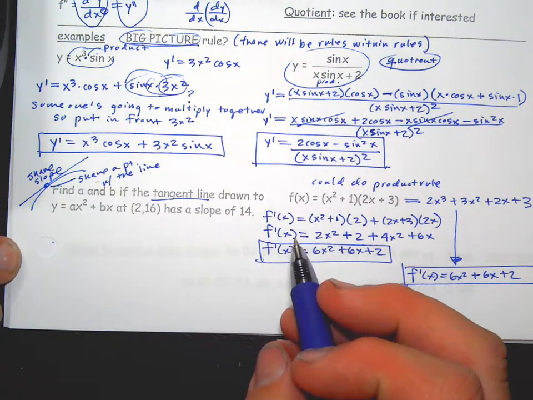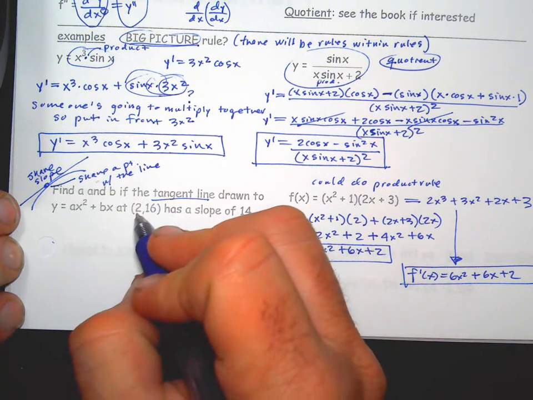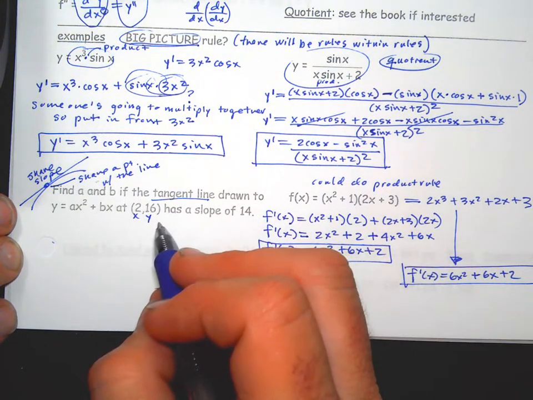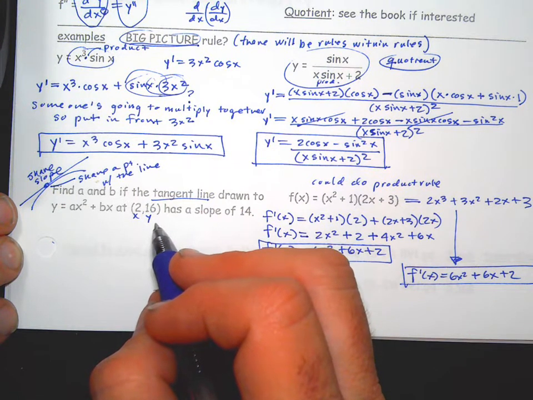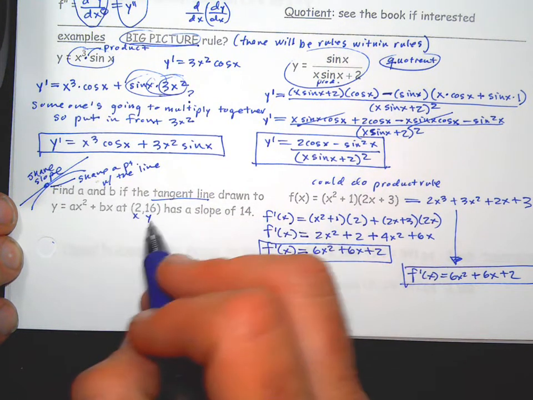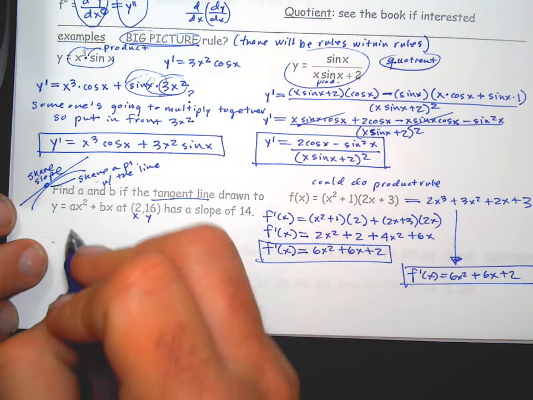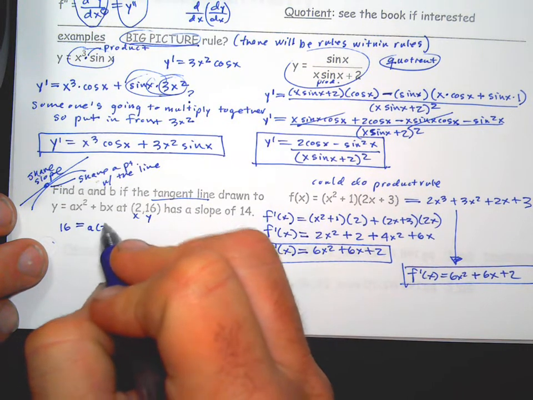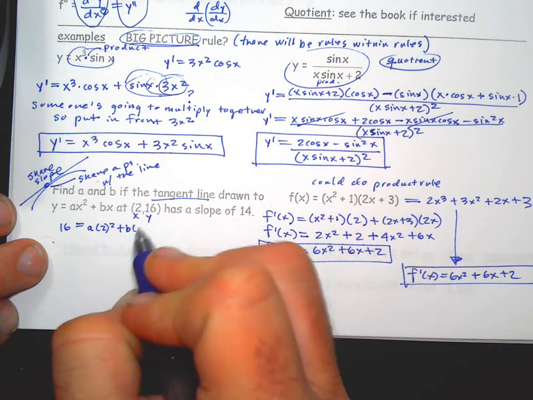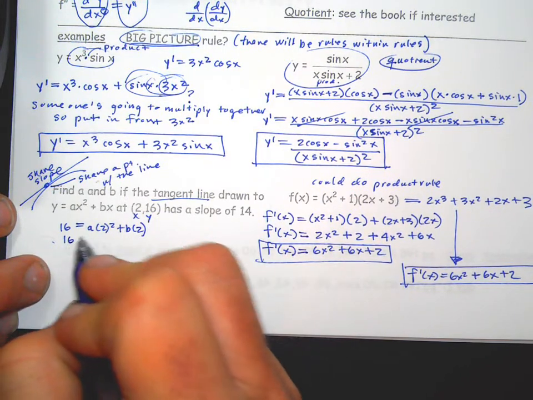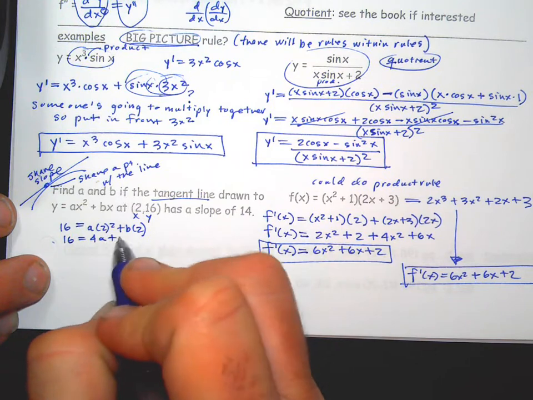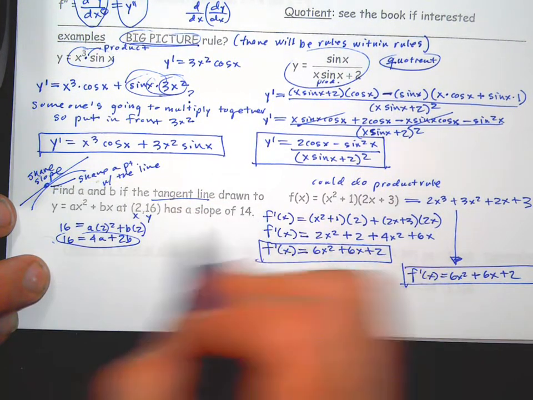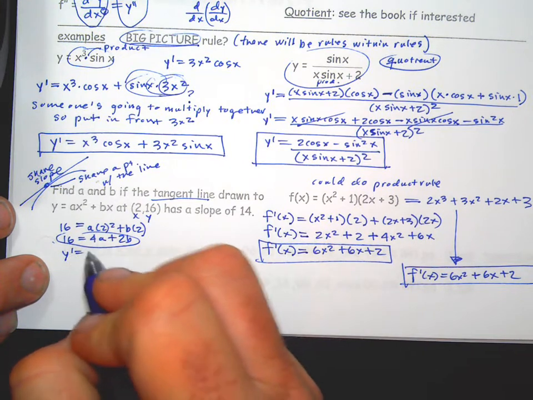So one, this xy pair. Okay, so this is a point. So we could plug that in. 16 equals a times 2 squared plus b times 2. So 16 equals 4a plus 2b. So that's one relationship for A and B, is that they share the point. And then the slope would be y prime equals 2ax.